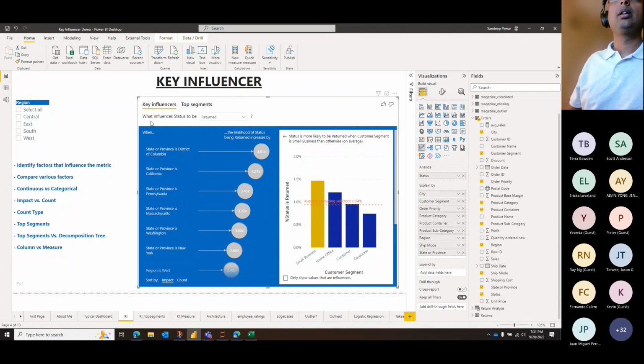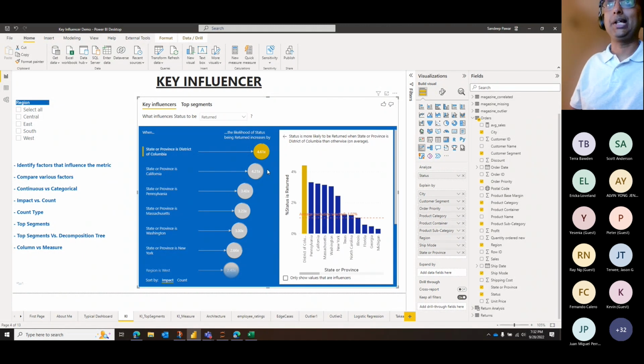The Power BI team has made it very easy for you to read it, and all you have to do is just follow along. What influences status to be returned? That's the question, so you have a question mark. When you go down, if the state or province is District of California, then the likelihood of status being returned increases by 4.61x.